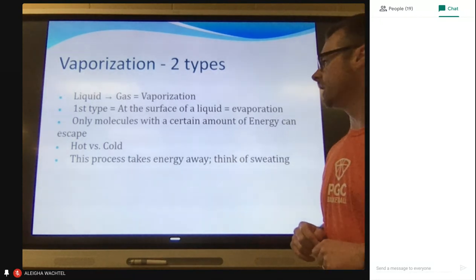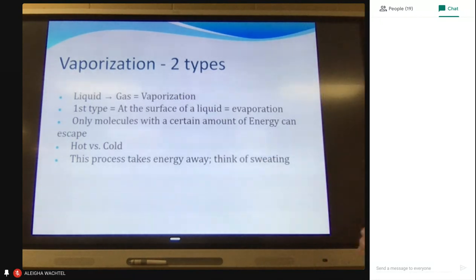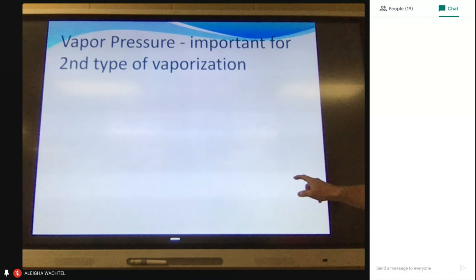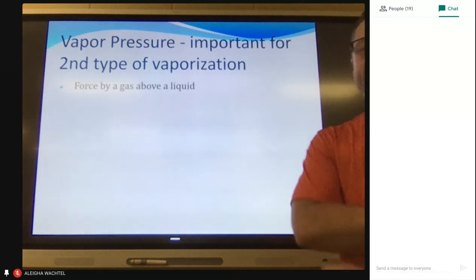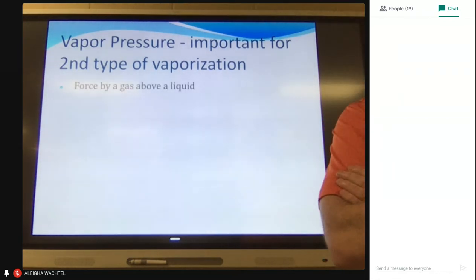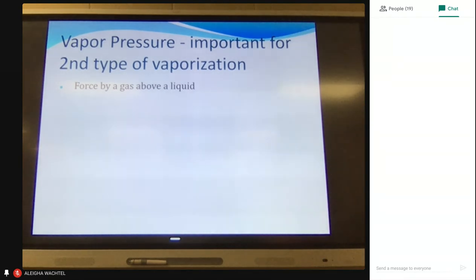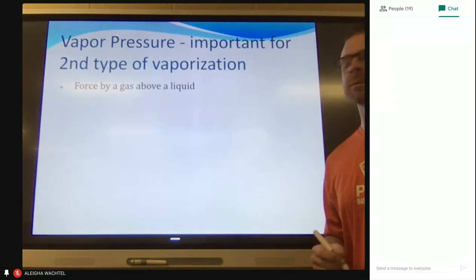So evaporation is the first type of vaporization. The second type, you have to kind of understand how vapor pressure works. And like I said, I'm trying to go through some terms and some new things for you guys to kind of condense it. If you understand what vapor pressure is, you'll understand why boiling, our next type, is so dependent on it, okay?